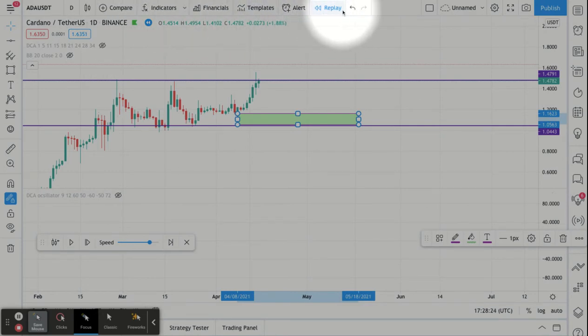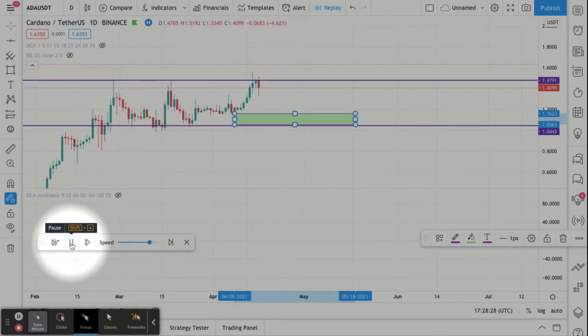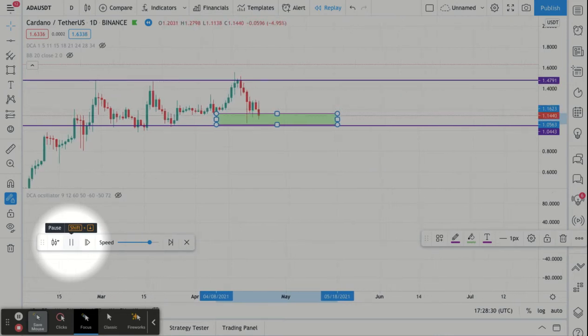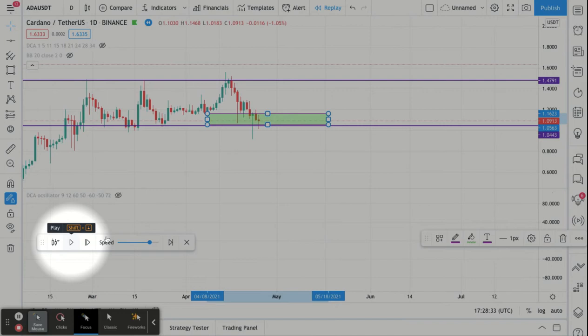Now, if we go forward and press play, you're going to notice that it comes down. Boom, right there. It starts coming down. I'm going to pause it right here.